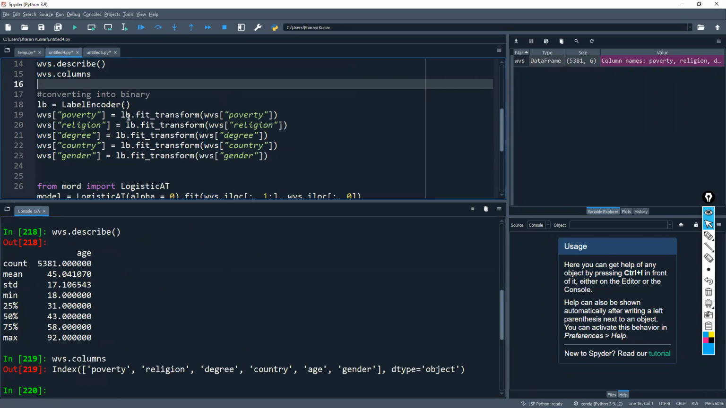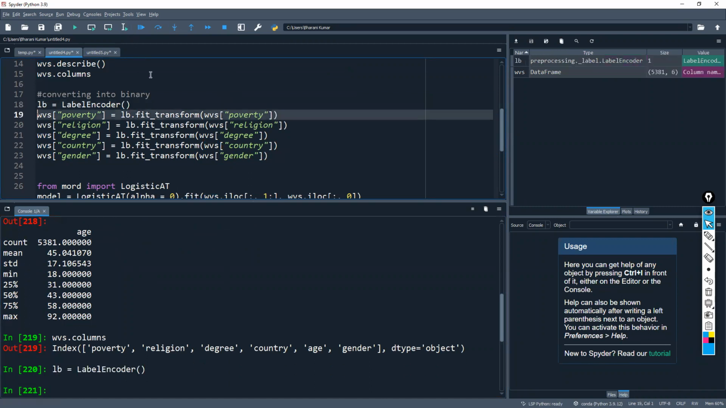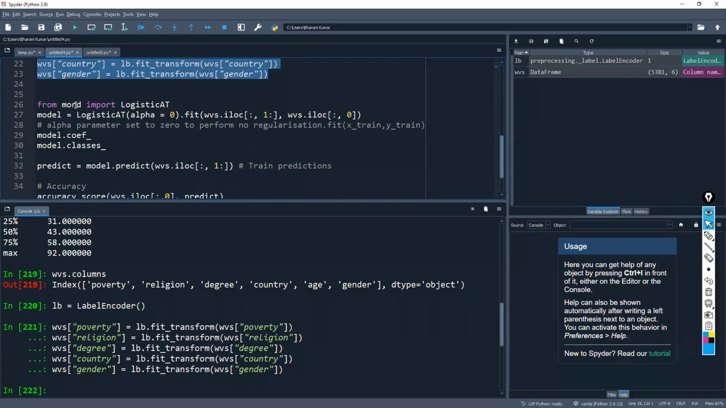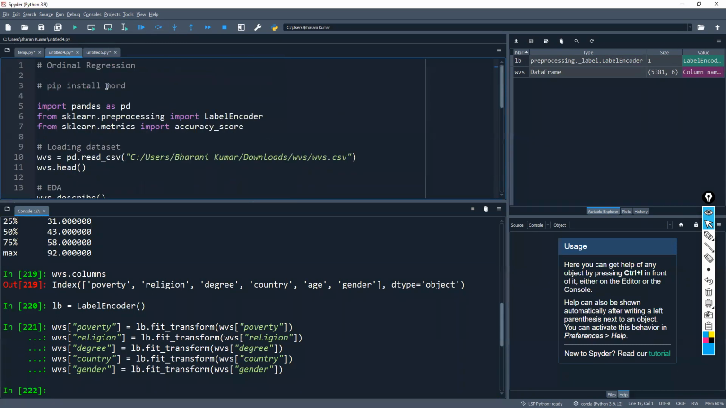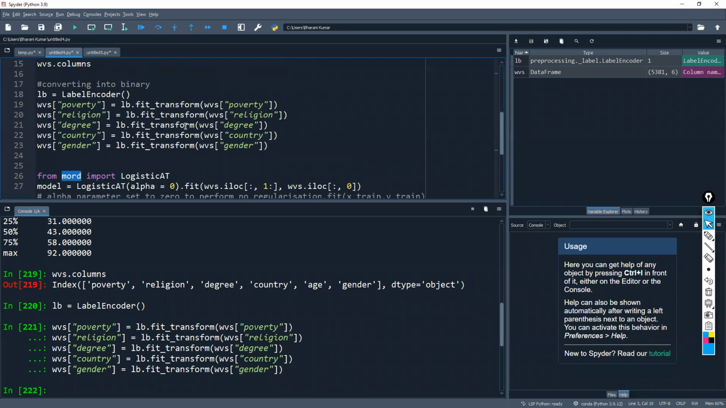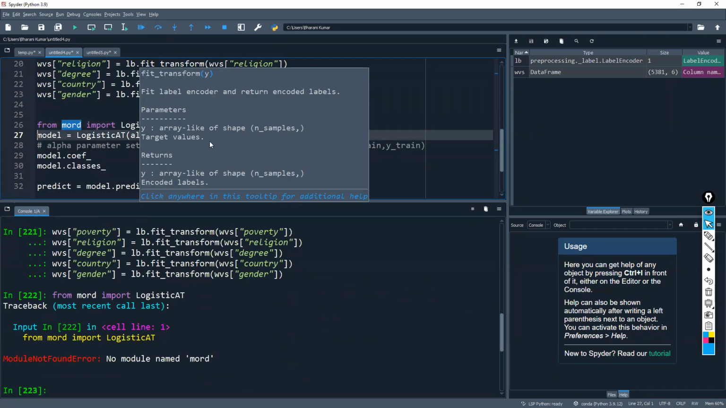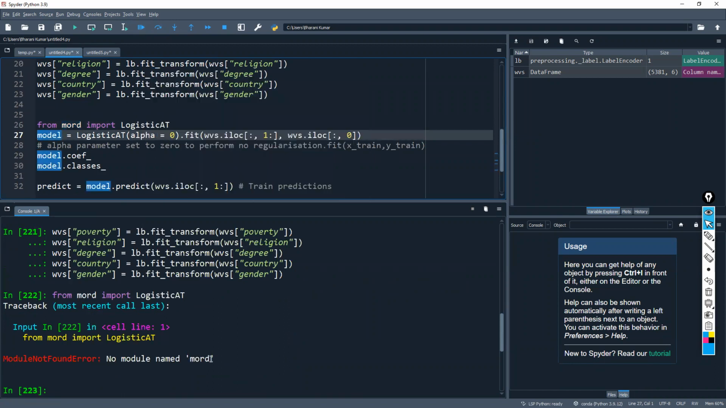You can also do a label encoding. It's up to you whether you do label encoding or one-hot encoding. In our case, we are just doing a label encoder. Fit_transform would actually apply. So we have performed that. Now there is a library called mord, which will help you perform ordinal regression. Yeah, this is what I was assuming. I haven't installed this library mord. Let me install that.